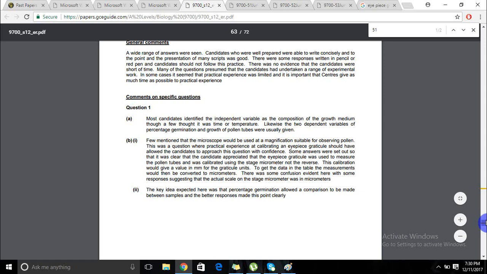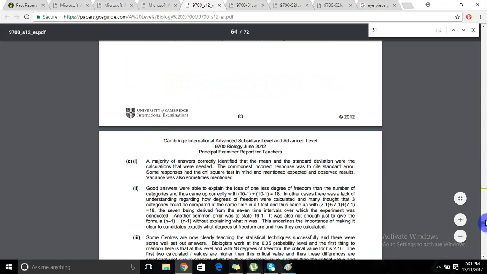3 marks. The key idea expected here was that percentage germination allowed a comparison to be made between samples, and the better responses made this point clearly. 1 mark. And the majority of answers correctly identified the mean and the standard deviation where the calculations were needed. And the commonest incorrect response was to cite standard error.